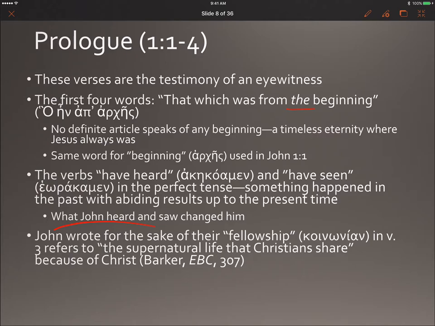So that's what we have. It's something that the world really can't relate to. We share a supernatural life by our faith in Christ and being a part of the family of faith. All right, so we share something very valuable, very precious, the supernatural life.